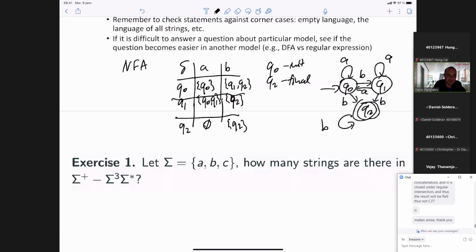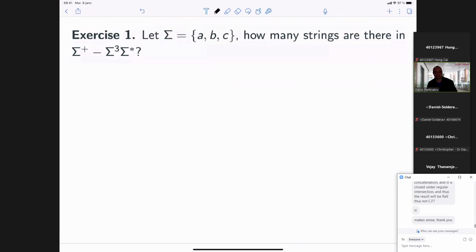So let's do this exercise, and the exercises will become progressively more complicated. I selected a few problems roughly in the order in which we covered the topics. The first exercise is about general languages. Here we have an alphabet of 3 characters, A, B, C. And the question is, how many strings are there in sigma plus minus sigma cubed times sigma star?